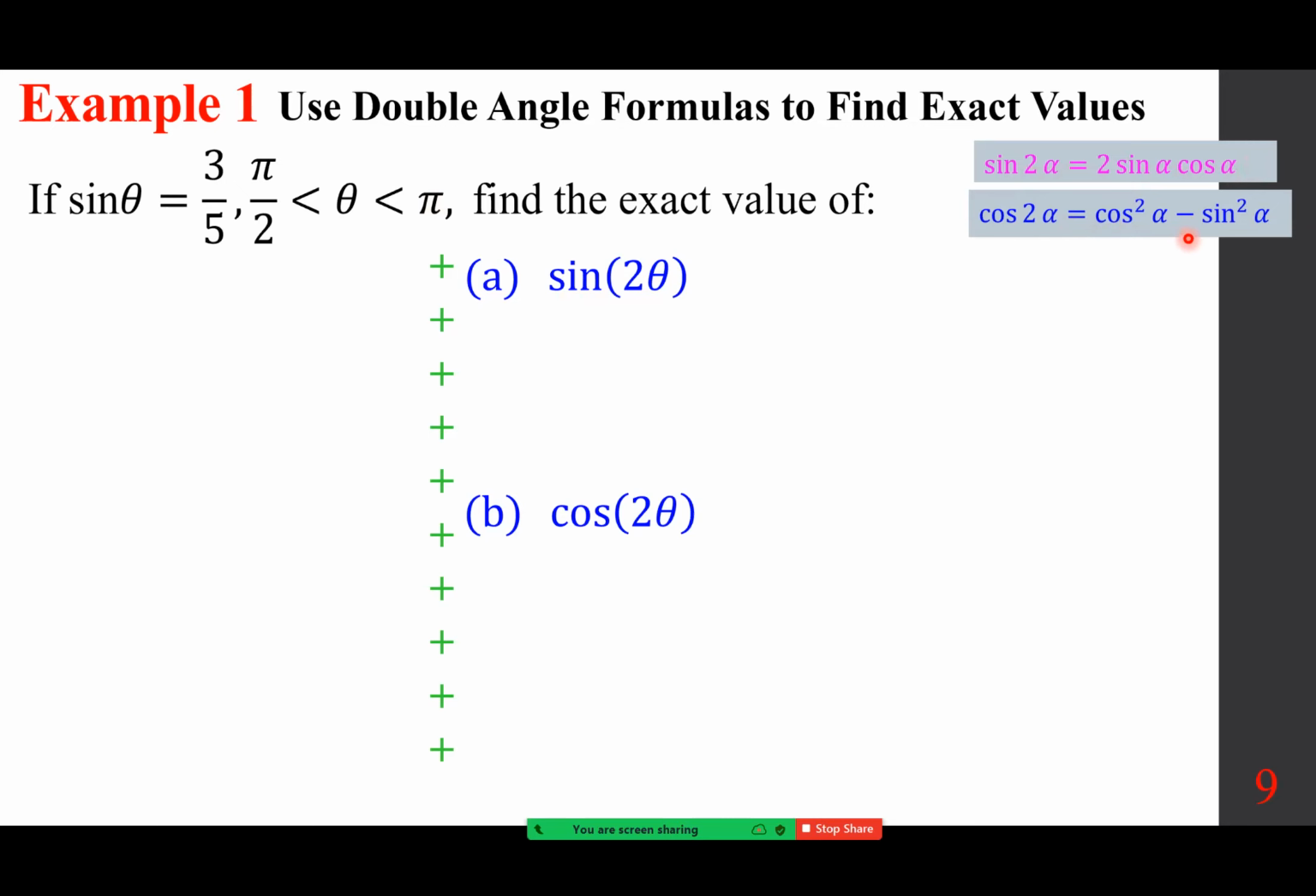Cosine 2 alpha is cosine squared minus sine squared. This is one way to write it. There are other ways, as I mentioned, for cosine. So we want to find sine 2 theta and cosine 2 theta, where sine theta is given. So quickly, when we write the formula for that, which is 2 sine theta cosine theta, we have sine theta, so we need to find cosine theta.